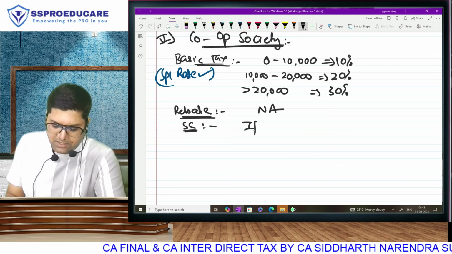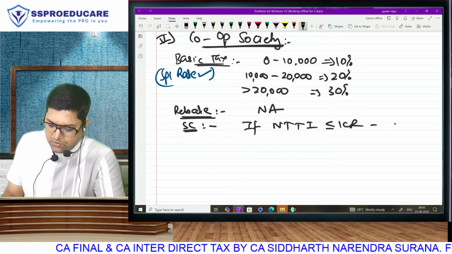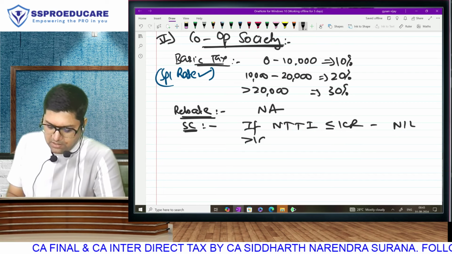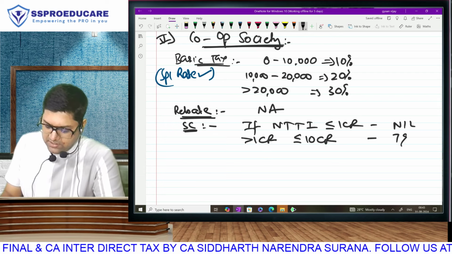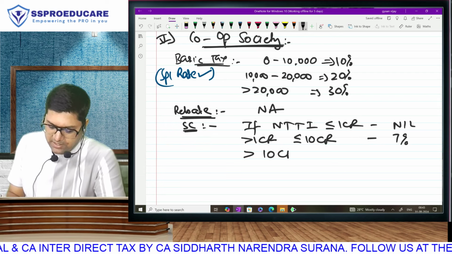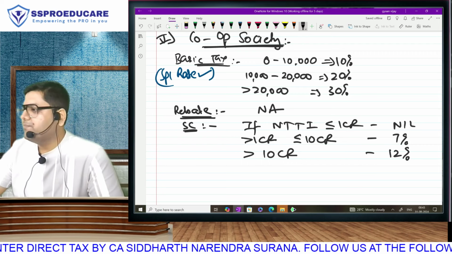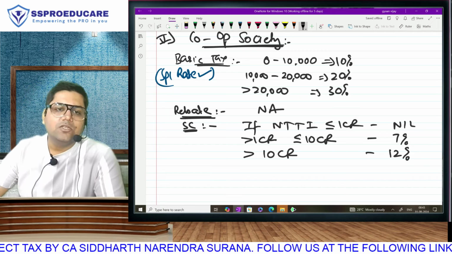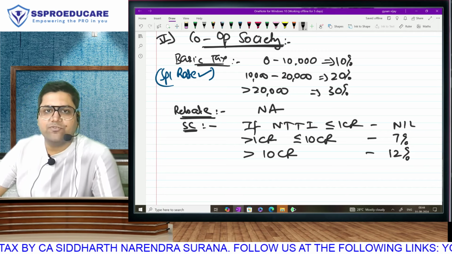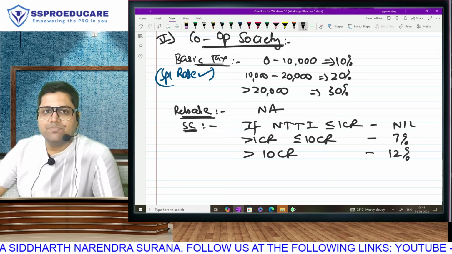Surcharge. If your net taxable total income is up to rupees 1 crore, no surcharge. Between 1 crore and 10 crore, you will have 7% surcharge. And after 10 crore, you will have 12% surcharge. Does this appear familiar? Same as domestic company. Surcharge for cooperative societies will be the same as domestic companies.